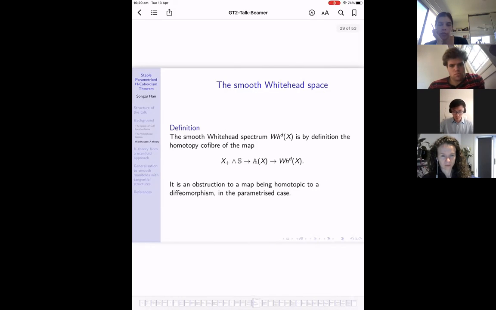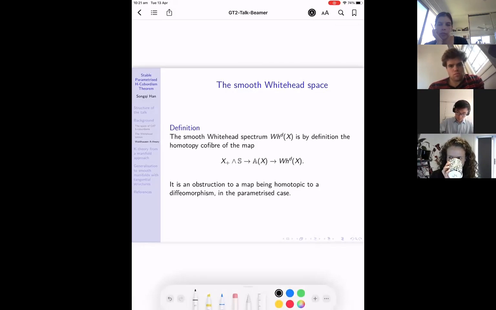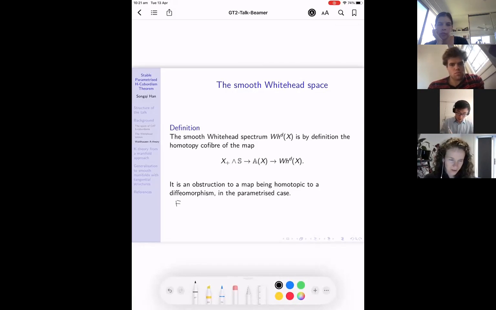And we know as a fact that, I should say that the smooth Whitehead space is important because it is an obstruction in the parametrized case to a map being homotopic to a diffeomorphism. Namely, given a manifold bundle, we are able to define a map from the base to the smooth Whitehead space of the total space.